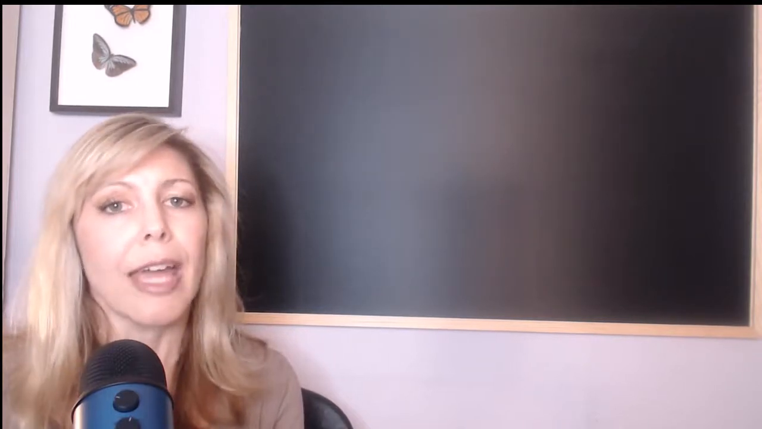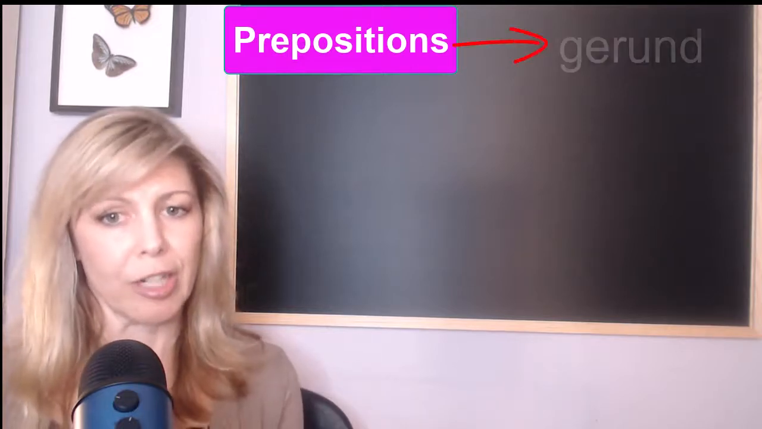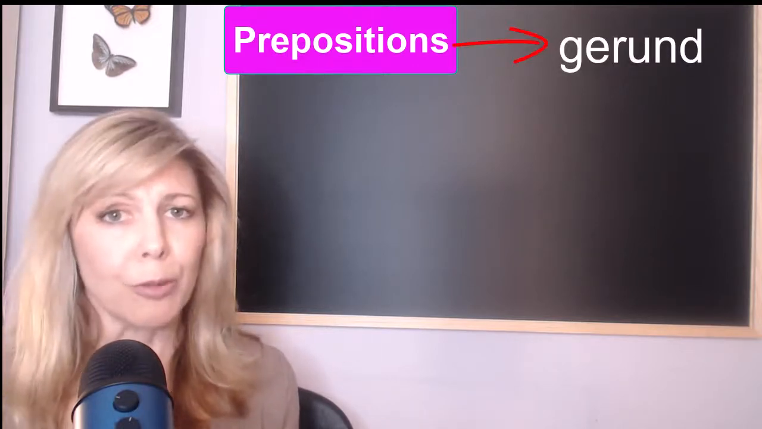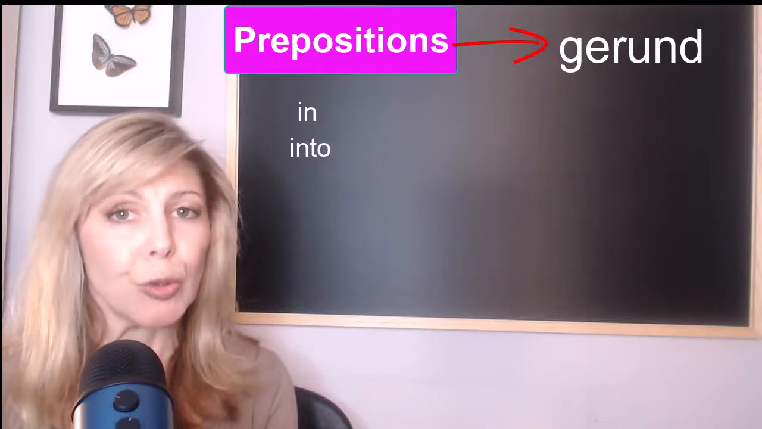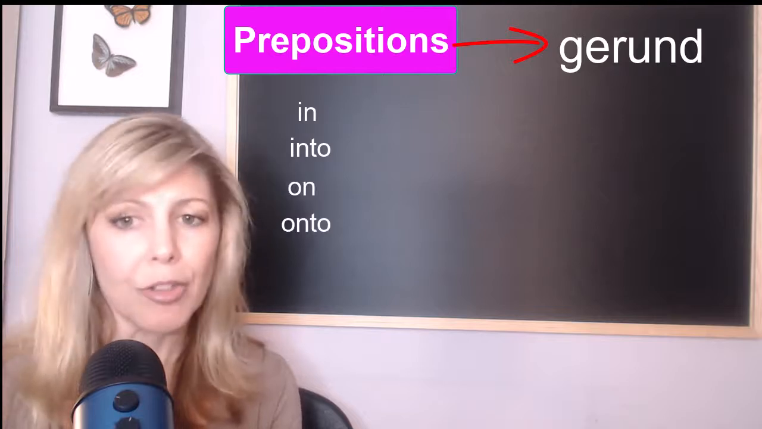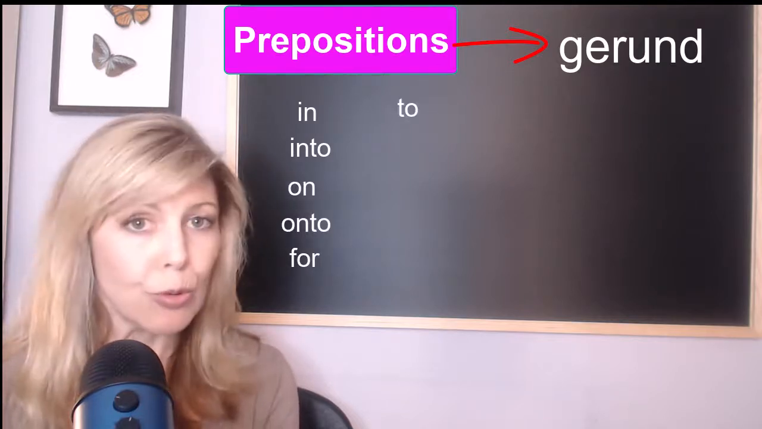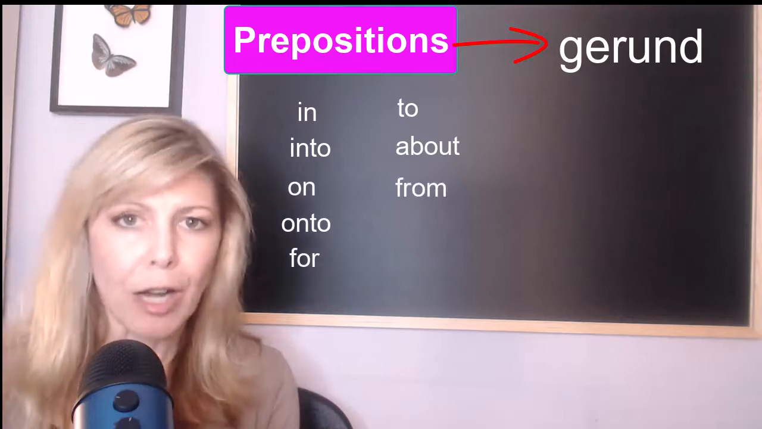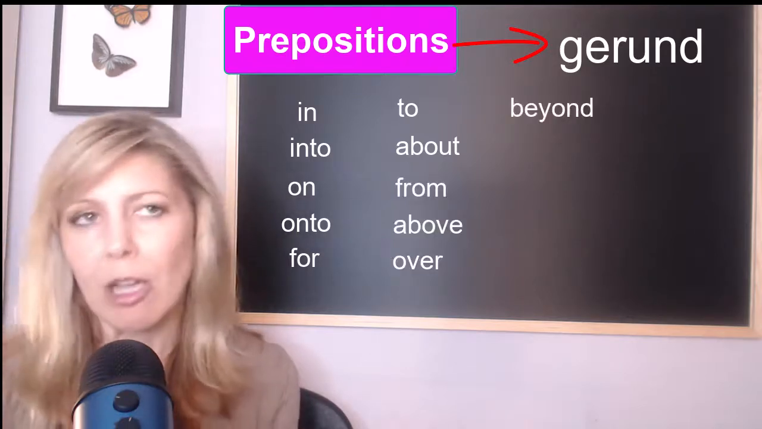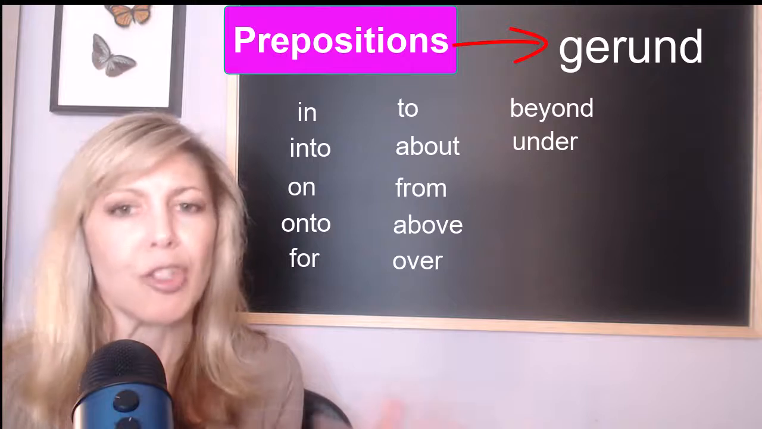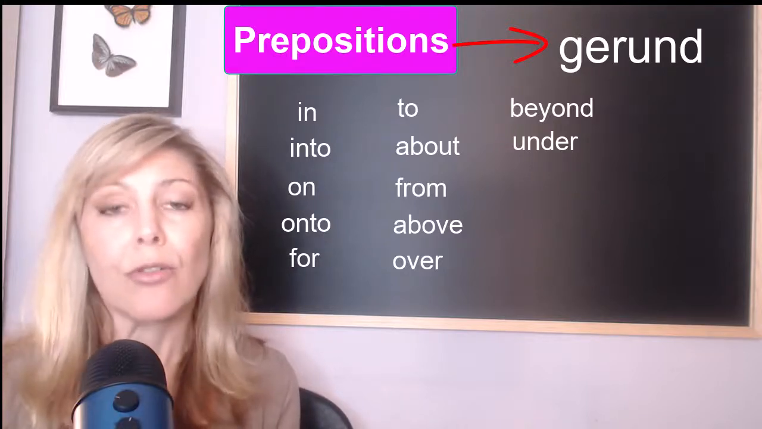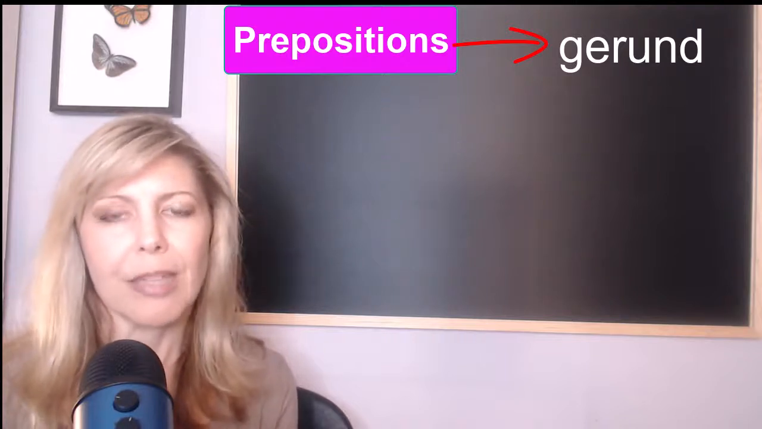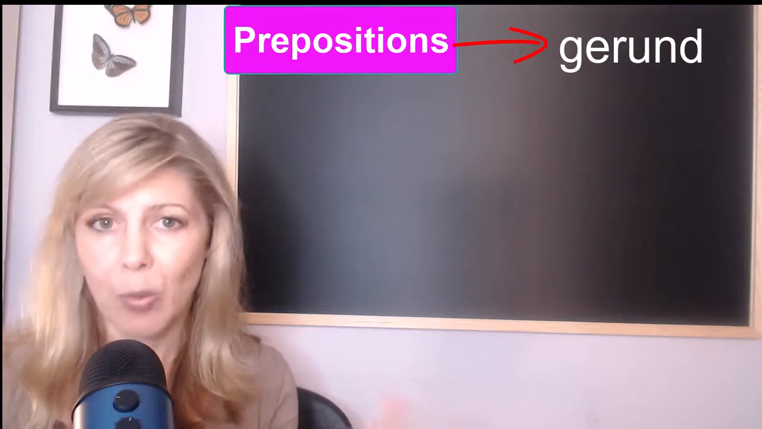Now, let's look at prepositions. We also follow prepositions with a gerund. So, quick review, what are some prepositions? In, into, on, onto, for, to, about, from, above, over, beyond, under, and then all those location words. But pretty much all the prepositions follow with a gerund. Now, you can also follow with a regular noun as well.